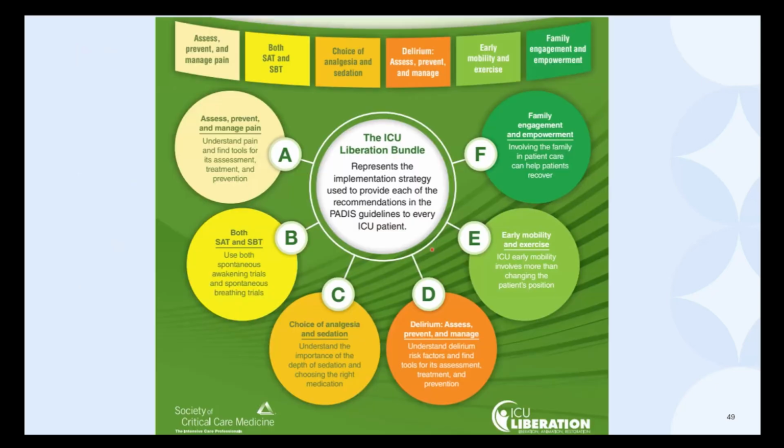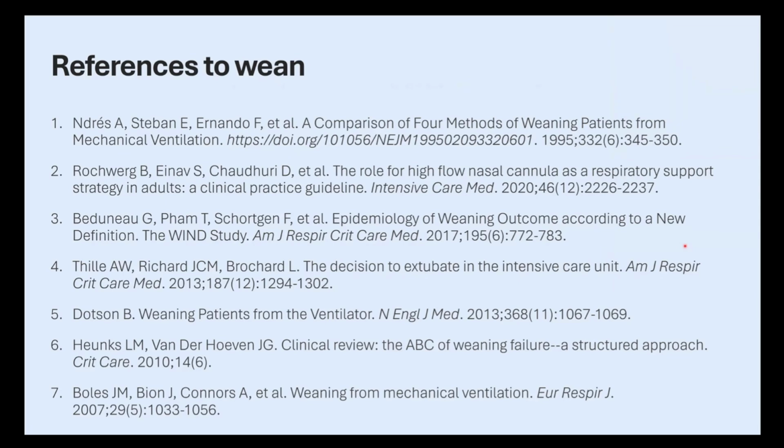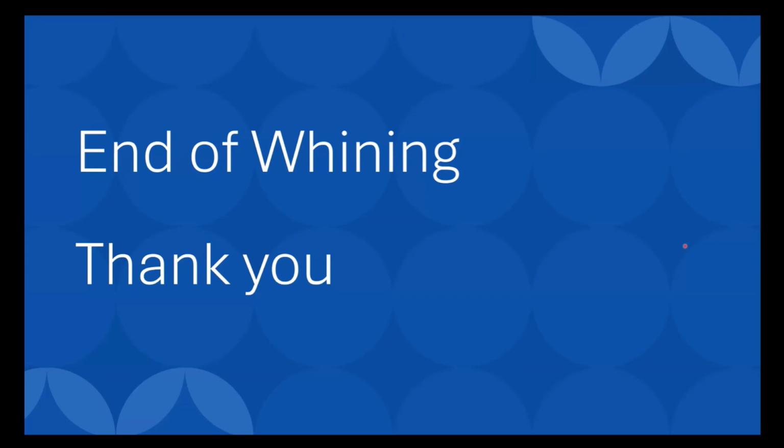And the ICU liberation bundle is similar to a liberation from ventilation bundle as well. So the ABCDEF things apply when we are trying to wean a patient from mechanical ventilation as well. So assess, prevent, and manage their pain. Do your spontaneous breathing trial. Minimize anesthesia and sedation, assess for delirium, early mobility, and family engagement and empowerment. So all these are important aspects. So these are the references, and that's the end of my talk on weaning.